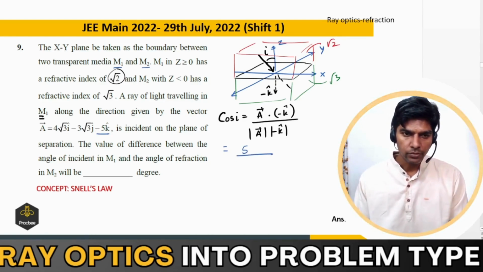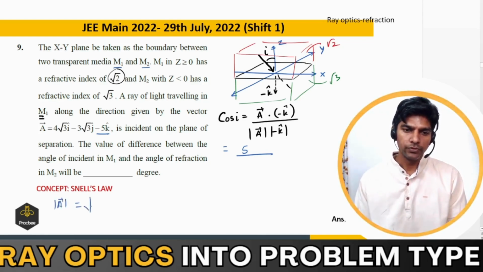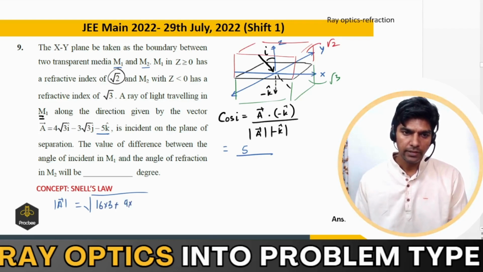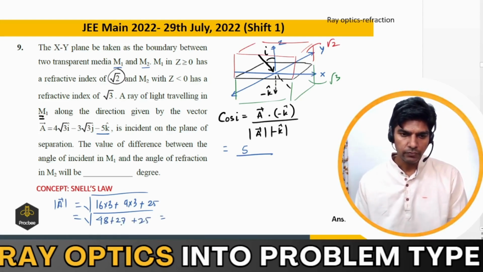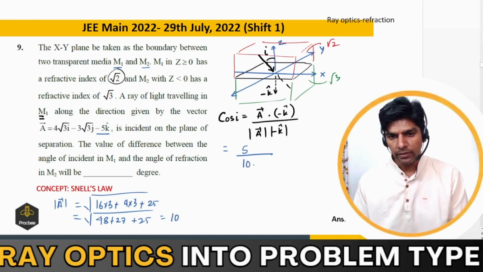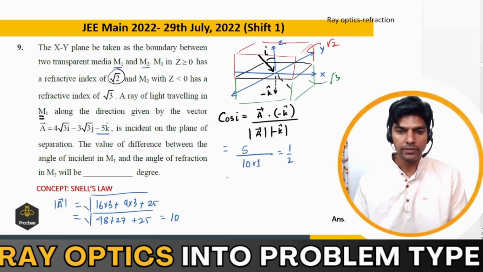Now what is the magnitude of a vector? So let us find the magnitude of a vector. So this comes out to be root of 16 times 3 plus 9 times 3 plus 25, which is root of 48 plus 27 plus 25. So 48 plus 27 will be 75. So that comes out to be 10. So 5 by 10 times 1, so it comes out to be 1 by 2. So from this we can say the angle of incidence will be 60 degrees.